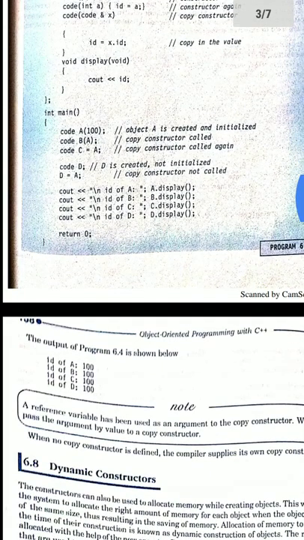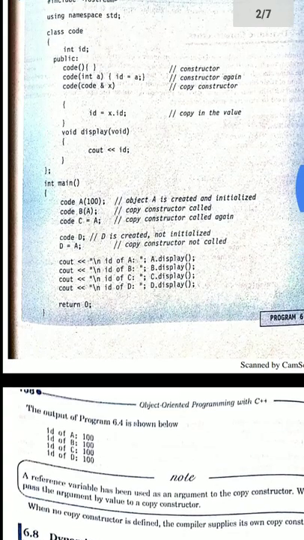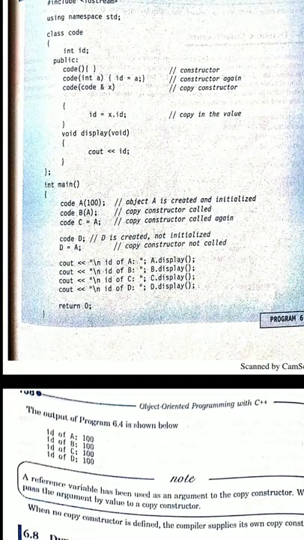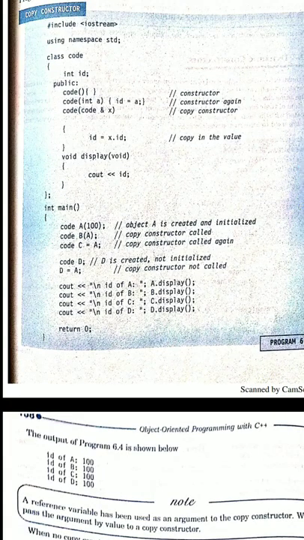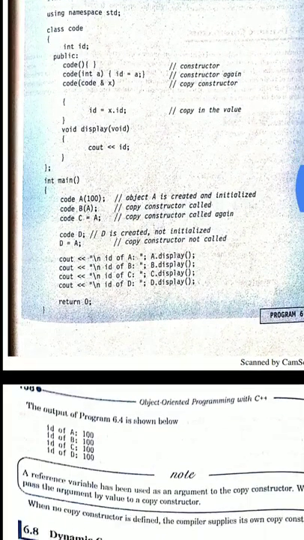Okay, next comes cout id of A, that will be displayed on your screen, is equal to A dot display. So what we are doing, we are invoking a function called display, A dot display. What is there in display function? Cout id. So what is the value of id here in A? That is 100. So id of A will be 100. Same way id of B dot display, it will display id. What is the value of id? 100. Same way cout C, what is the value of id in C? 100, because it is copy constructor.